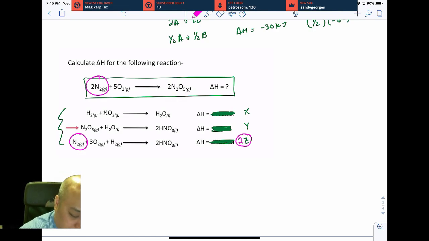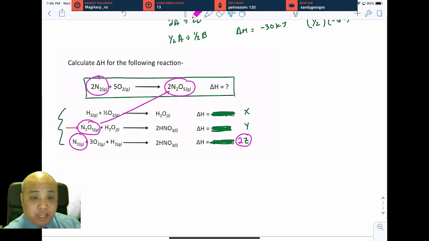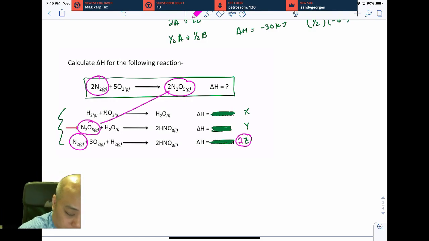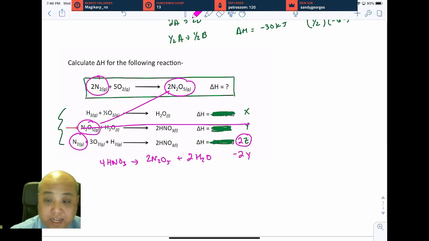Okay. This N2O5 is also unique to one reaction. It is the only reaction that has N2O5, and that's needed in the overall reaction. So you have to make those match. And the way you do that is you have to flip the reaction and double it. So that is 4HNO3 yields 2N2O5 plus 2H2O, which then flips and doubles to negative 2Y.